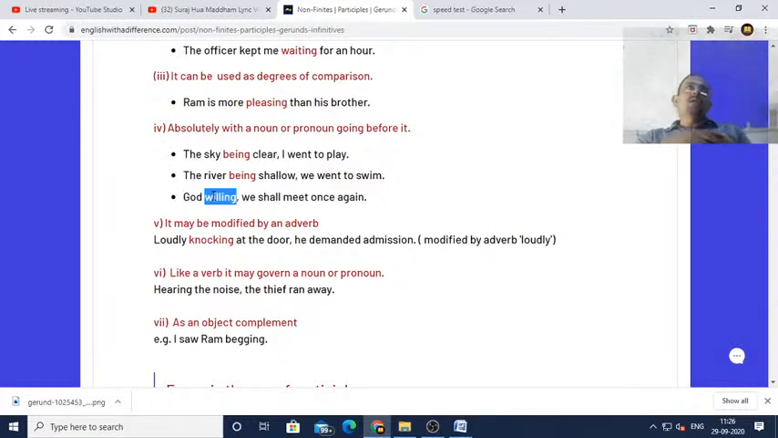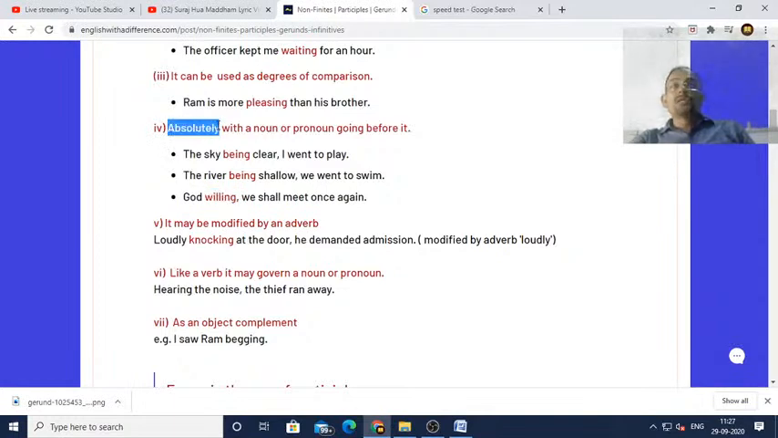With a pronoun, let me give you one example. He being honest, admitted his guilt, or admitted his fault. He being honest admitted his fault. So he is a pronoun here, and immediately after the pronoun the ing form of the verb is used. Therefore, in the sentence that I have just spoken, the present participle is used after the pronoun. So whenever a present participle is used immediately after a noun or a pronoun, it is used absolutely. Remember that.